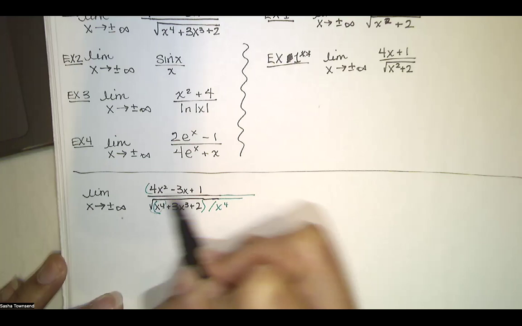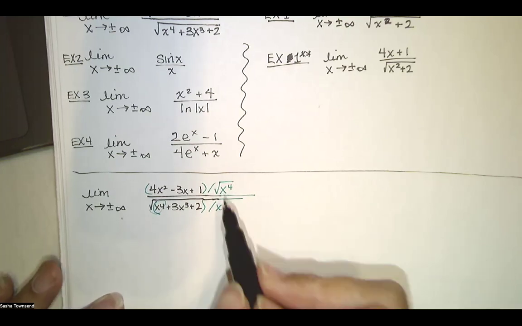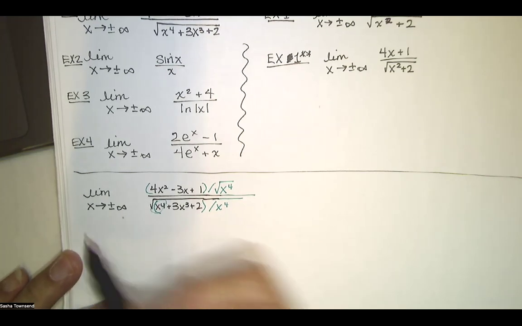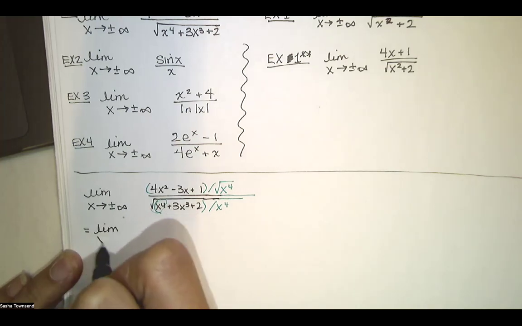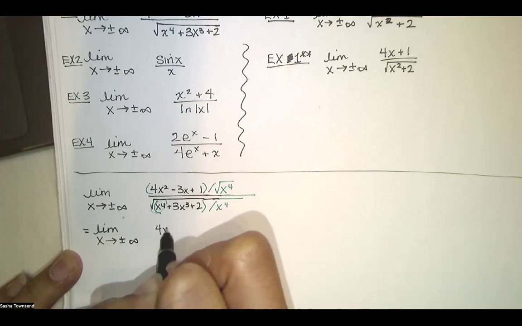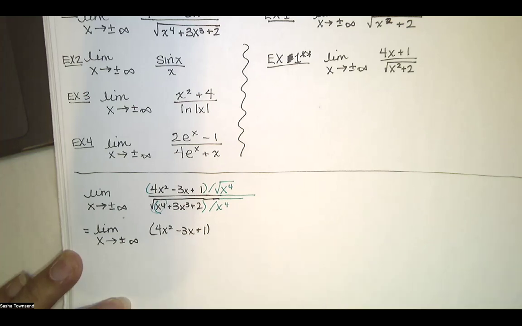And I can do the same thing in the numerator. I'm dividing by the square root of x to the 4th as well. But when you do that in the numerator, you want to remember that the square root of x to the fourth is actually x squared. So you get this. We end up with 4x squared minus 3x plus 1, all divided by x squared.